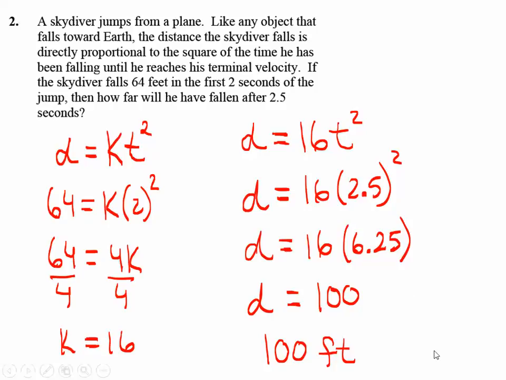Which is kind of interesting. So the skydiver fell from the airplane, or jumped from the airplane. Hopefully didn't fall from the airplane. In 2 seconds he went 64 feet, but in this little half a second he went an extra 36 feet. And so he's gaining more and more speed here as he falls.